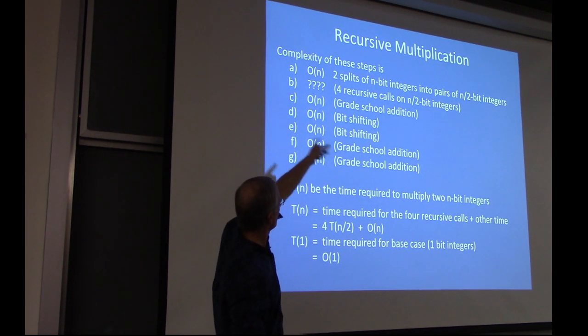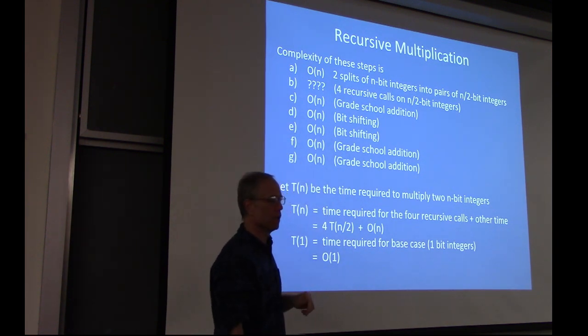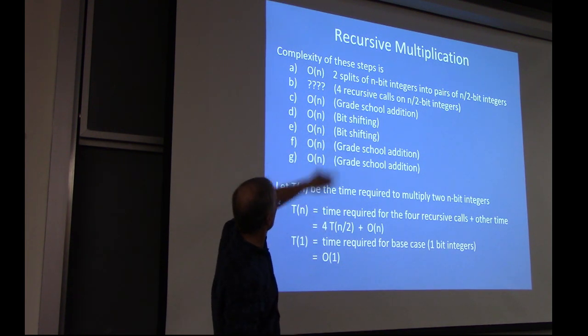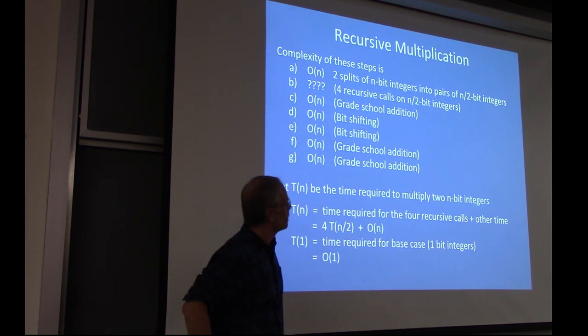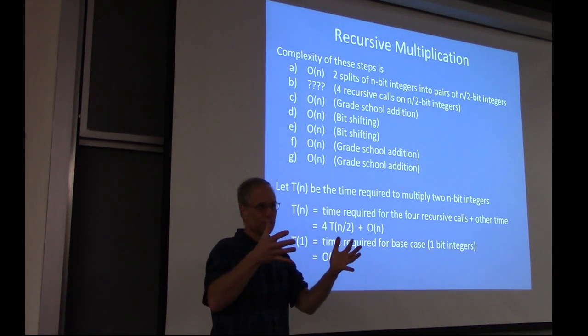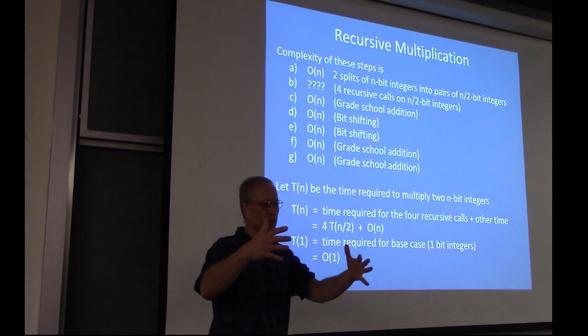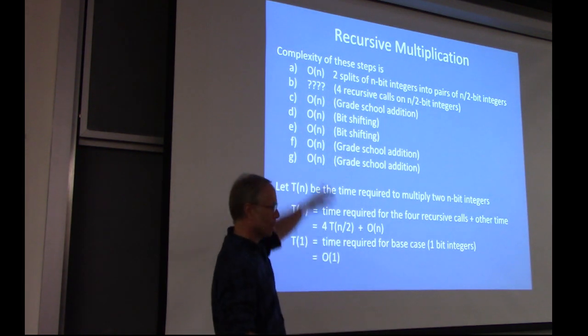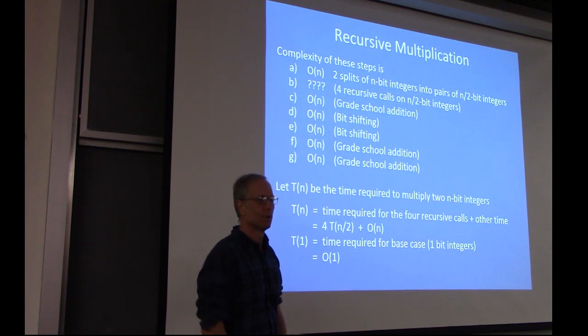You split two numbers, you do a couple of additions and some bit shifting. Those all take linear time. Plus, whatever it costs to deal with those 4 recursive calls. Now, hidden in that is a whole bunch of other stuff. That's where those numbers will be split, and they'll make recursive calls. But that's just the cost of multiplying 2n over 2-bit integers.